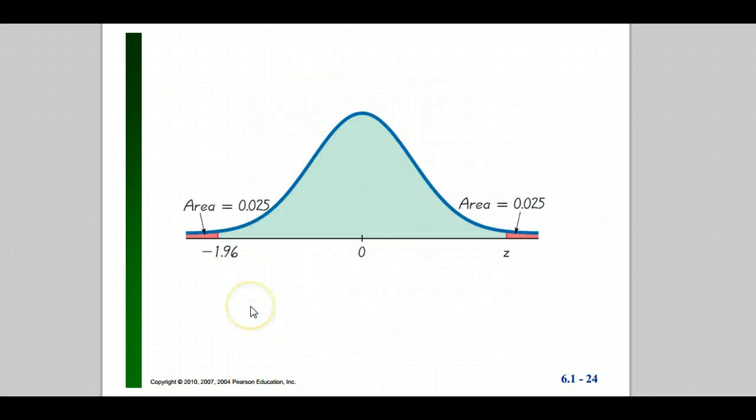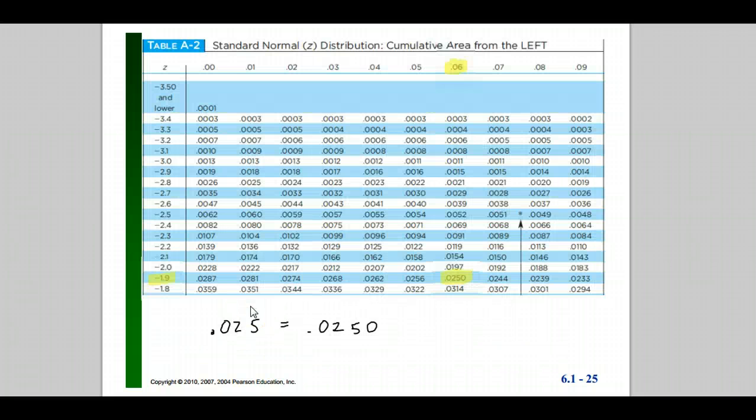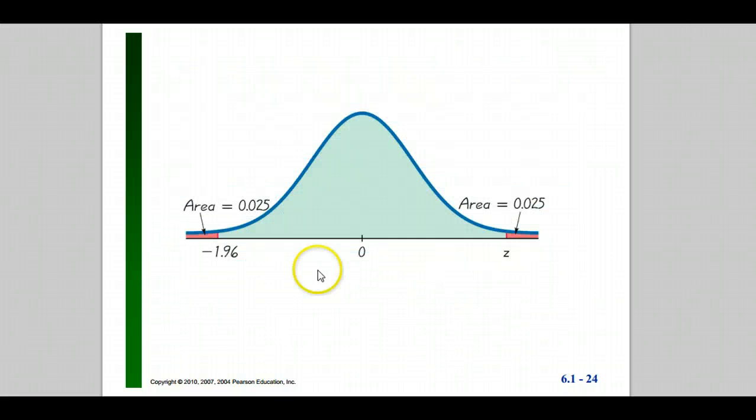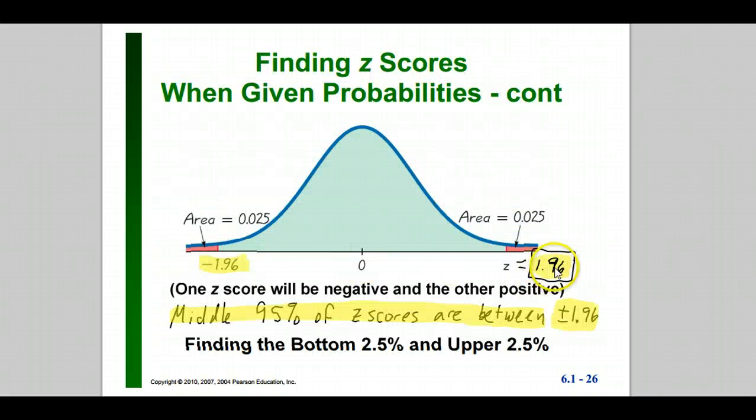Alright, so I go in my table, I look for 0.025. Alright, there's 0.025, and if I look, that's negative 1.96 where those two meet. So that's why I'm putting the negative 1.96 there. And then positive 1.96 up here. So the middle 95% of z-scores are between positive and negative 1.96.